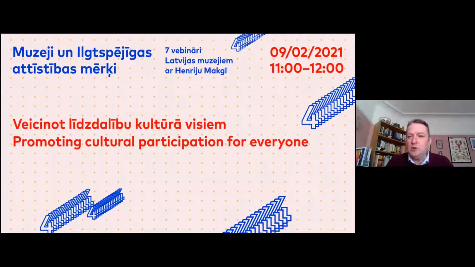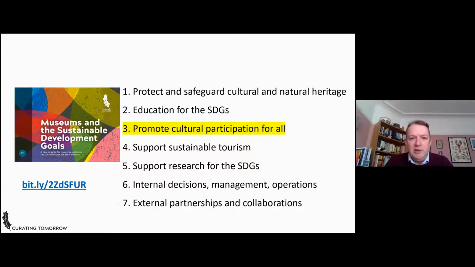So how can we promote cultural participation for everyone? And what does this even mean? This is the third of these 7 topics that I think are the main ways that museums can support sustainable development. They're set out in that guide there, which you can get for free from the link. We'll be exploring the other topics in later webinars, and then looking at how to put them all together in the last of the series of 7.